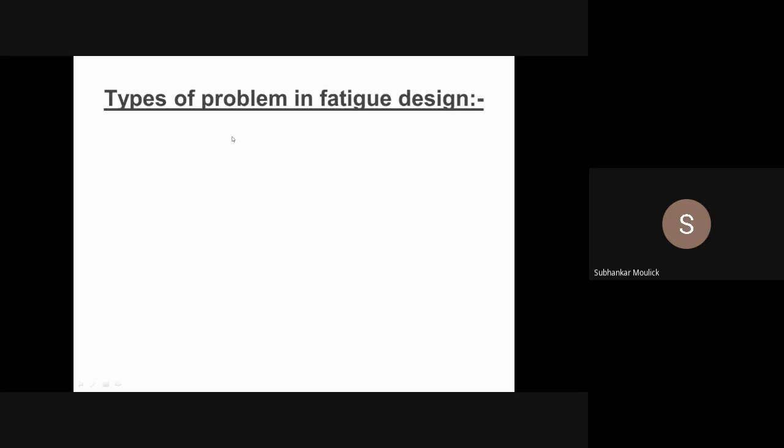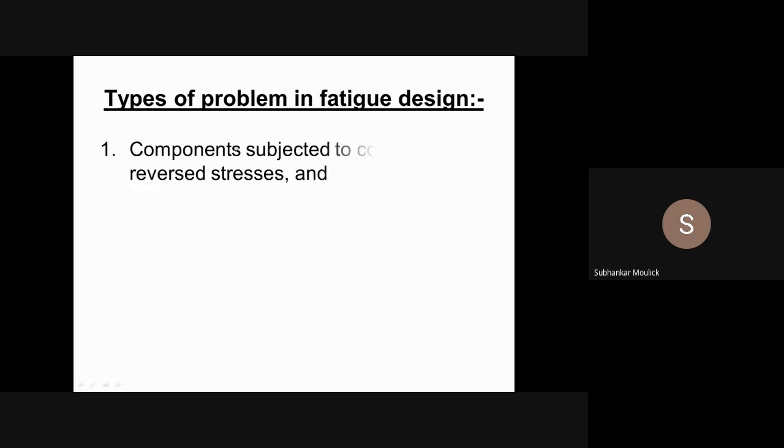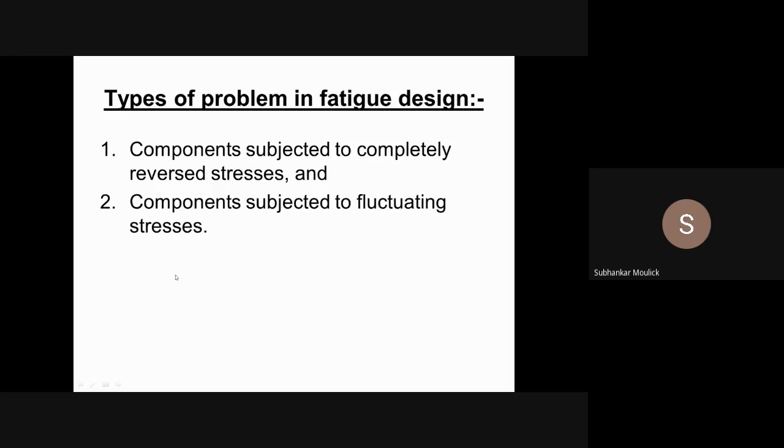So this was the overall concept of how we will design any particular component if either bending, shear or axial variable load is acting in that component. Generally there are two types of problems which we deal with in fatigue. The first type is when the component is subjected to completely reversed stress. And secondly, when the component is subjected to fluctuating stresses.